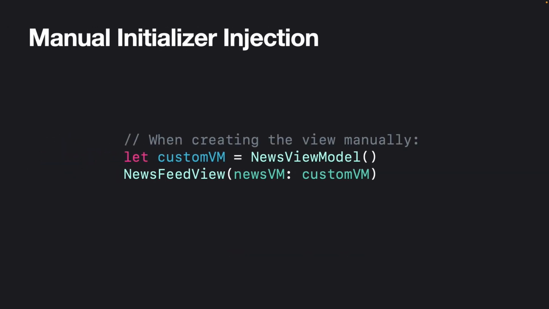Outside the view, we create NewsViewModel. Then we pass it into the NewsFeedView initializer. This makes it crystal clear which view model each view uses. In tests or SwiftUI previews, you could swap in a mock or stub view model here.